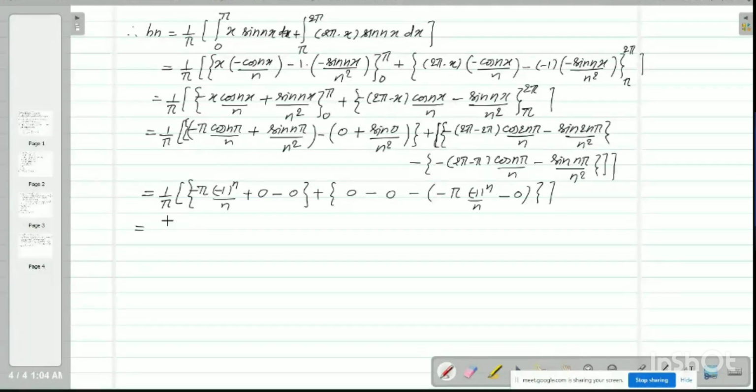Just close the brackets. So this is 1 upon pi, minus pi (-1) raised to n by n, minus minus goes here, plus pi (-1) raised to n by n. This is the same thing, so I think this will be 0. Therefore b_n is equal to 0. Wow, what fun, such a big calculation ends up giving 0.